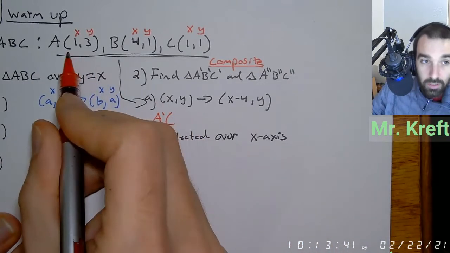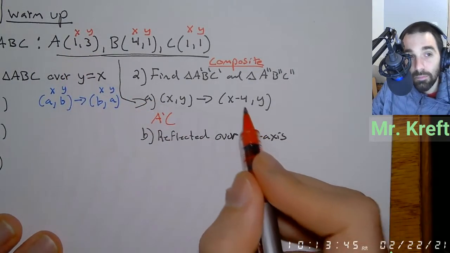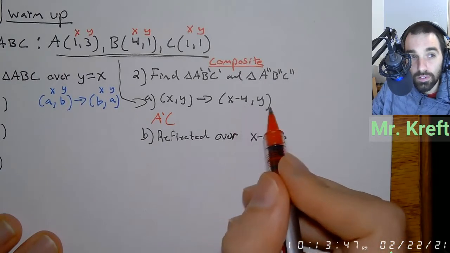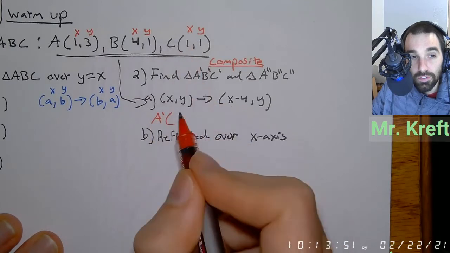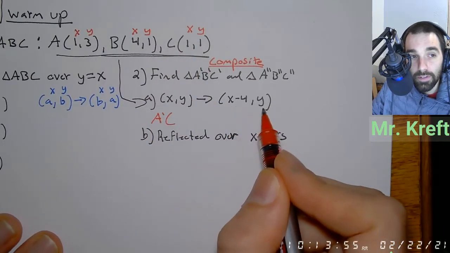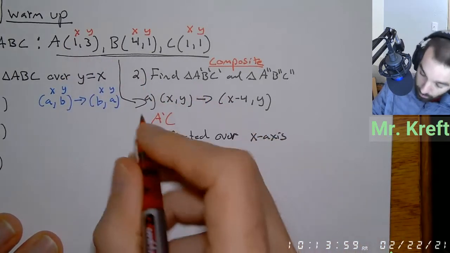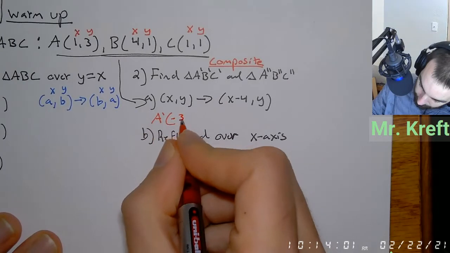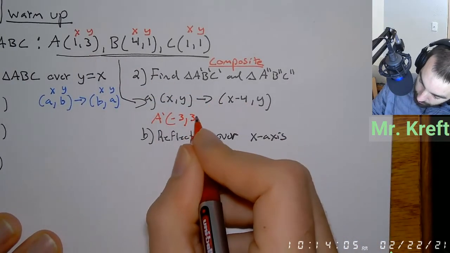When I do my A prime, I'm going to take the x and the y of my original A and plug them into this formula on the right side. That's what this is saying. It's saying every point, so A, B, and C, such that I take the x value minus 4 and keep the y value the same. The x value is 1, so 1 minus 4 is negative 3. Then I'm going to keep the y value the same, so that's going to be 3.